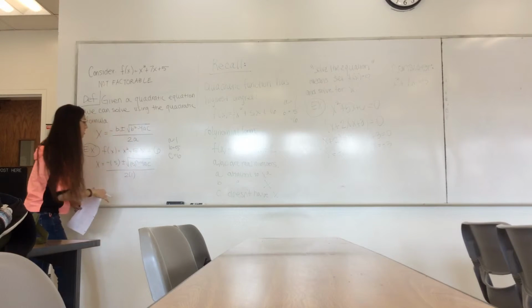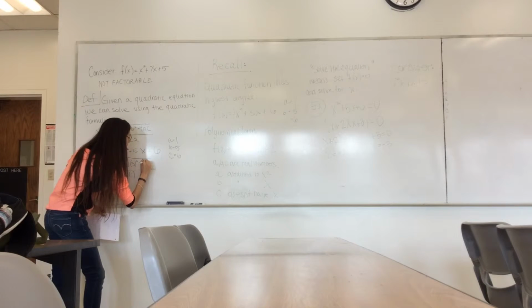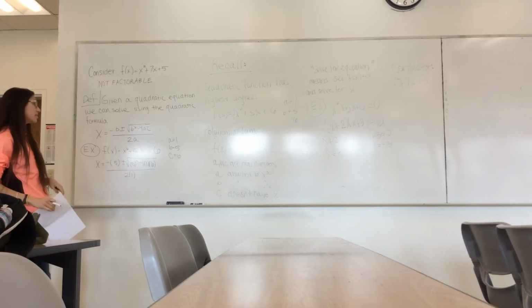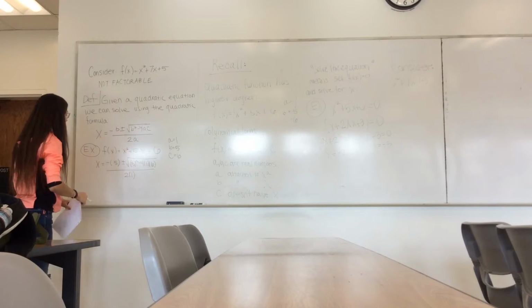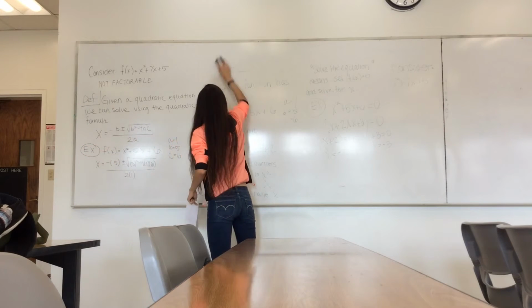which is 1. A and C. A and then C was 6. So I'm literally just plugging in my A, B, and C. It's already given to us. Okay, so now we can just solve this out. And we continue on over here.